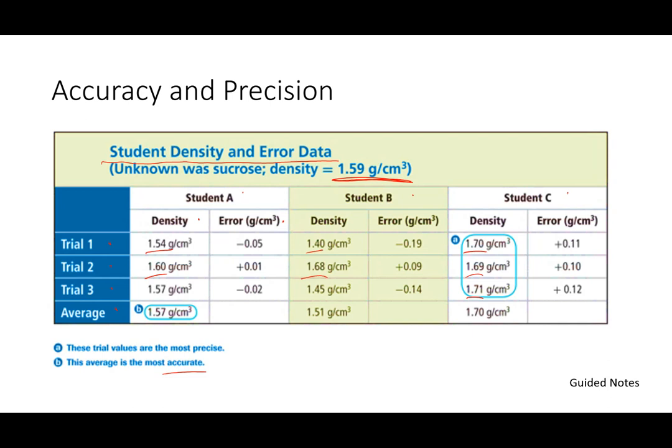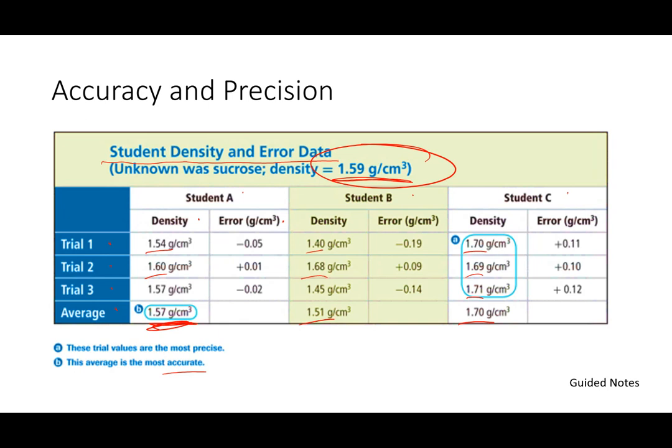And then accuracy has to do with how close you are to the expected value. We're given 1.59 grams per cubic centimeter as the known density of sucrose. So we just need to look at the averages and find the one that's closest to that. Student C was pretty far off. They were at 1.7. 1.51 is fairly close for student B, but 1.57 is the closest, so student A was the most accurate.